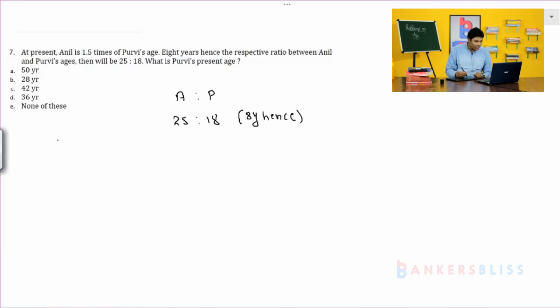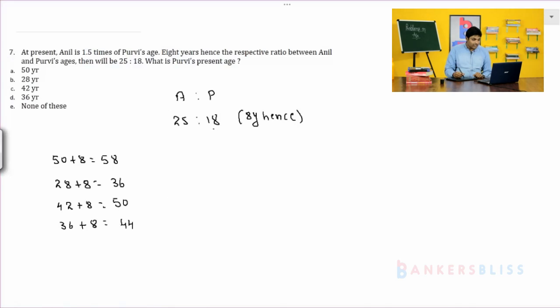So 50 years is the present age plus 8, that is the future age, that is 58. Next, 28 years is the present age. After 8 years it will be 36. Next, 42 is the present age. After 8 years it will be 50. Next, 36 years is the present age. After 8 years it will be 44.